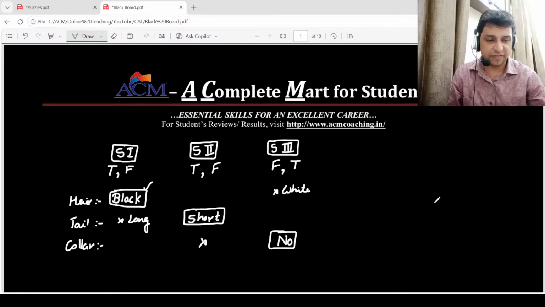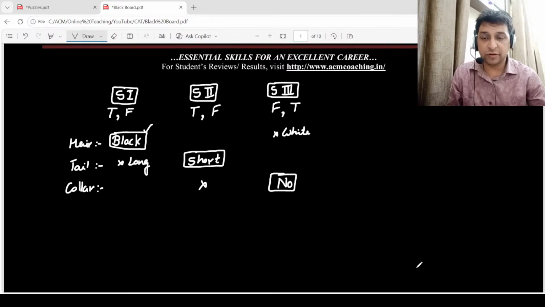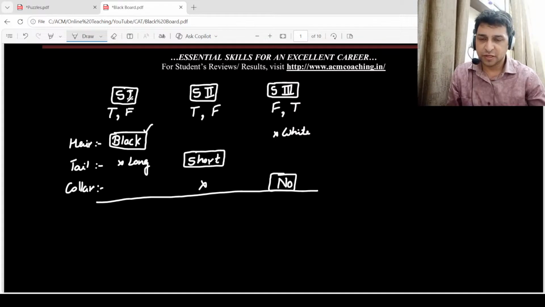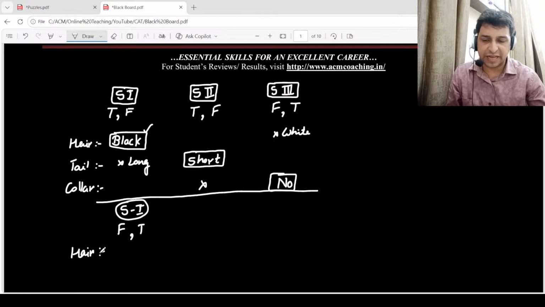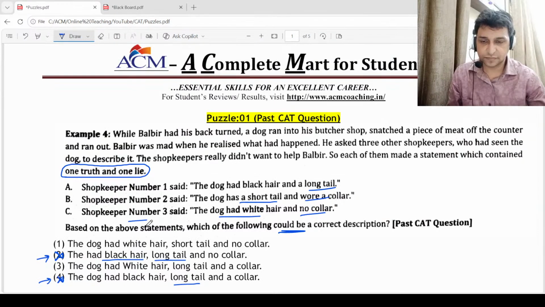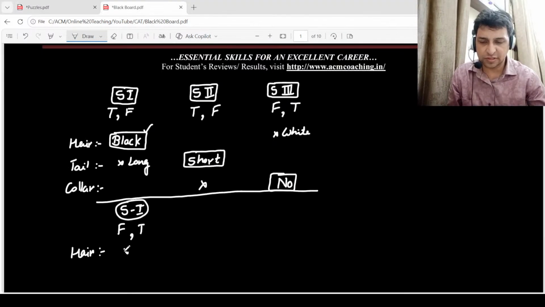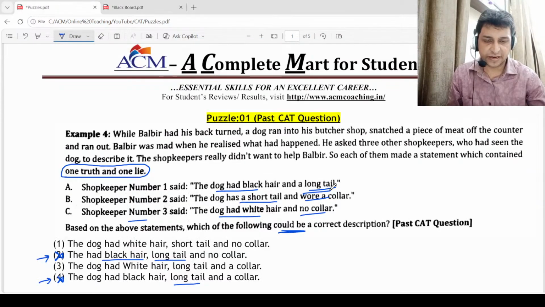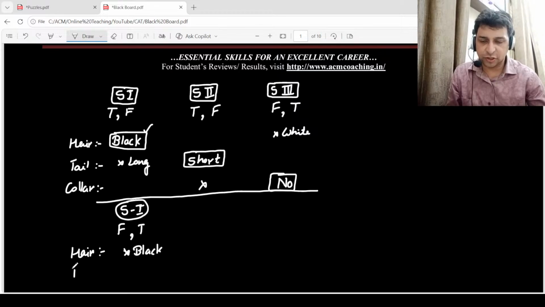In the second case, now we have to reverse the truth and false facts. So for shopkeeper number one, we will take the first statement as false and the second statement as truth. That means when he said the hair is black, they are not black. The dog had black hair, that is a false statement, so it should not be black. And a long tail, that means the tail should be long. That is a true fact.